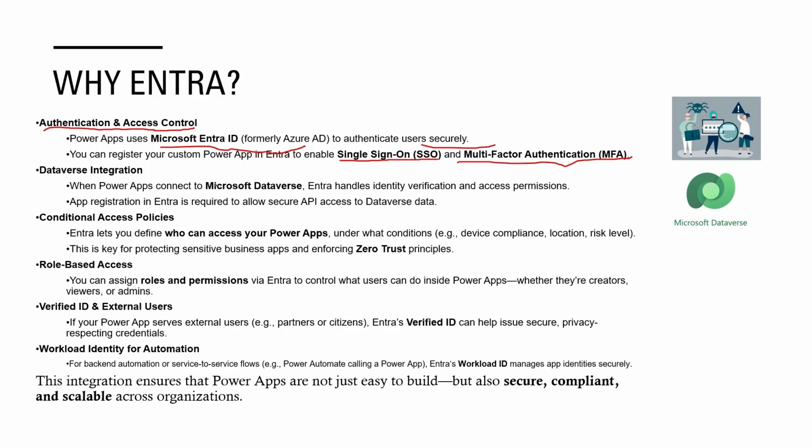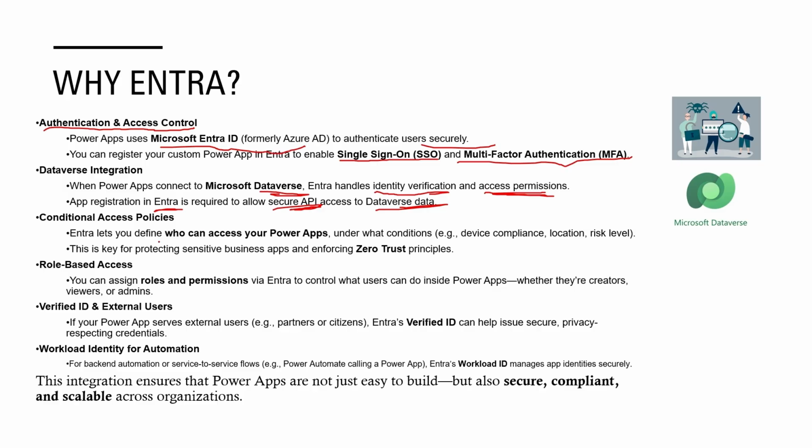Dataverse integration. As I said, Dataverse is the primary database that Power Apps and other Power Platform products will use, and it allows you to verify your identity and set access permissions. You can set that this person is allowed to access this set of tables or this set of rows, and that person is able to access that sort of thing. You can define that using Microsoft Dataverse with Microsoft Entra. App registration in Entra. If you want your application to connect with another application, you can register that application in Microsoft Entra and securely do API access to Dataverse data. That sort of thing you can also do.